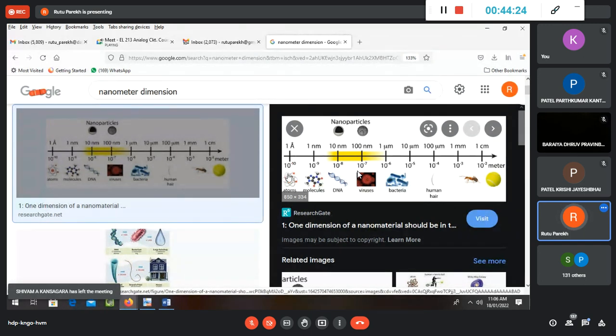An atom is in angstrom. In 1 nanometer you can have a few atoms, so molecules. And the atom size is in angstrom, we say 10^-10. The MOSFET that I showed you is of this dimension, even less than that. In today's date, we are talking of transistors which are 10 nanometer.